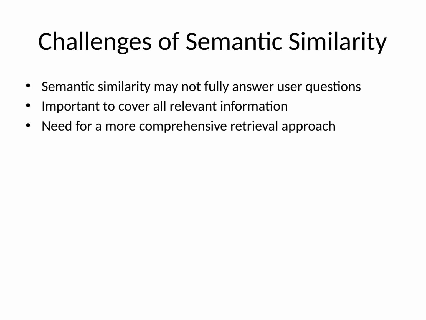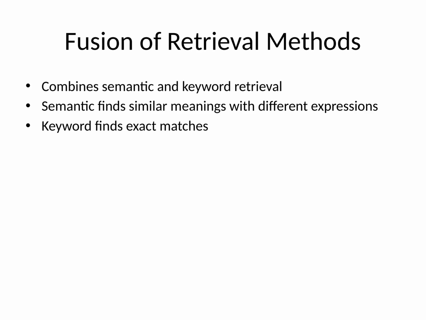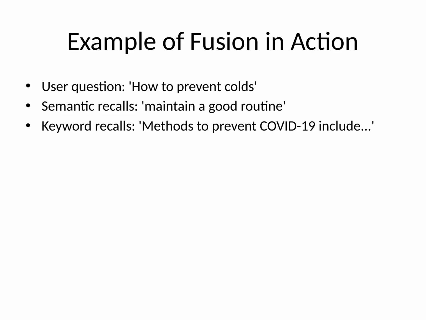Semantic similarity alone might not ensure that the retrieved content accurately answers the user's question while covering all relevant information. This highlights the need for a more comprehensive retrieval approach. To address this issue, we can design a system based on the fusion of semantic retrieval and keyword retrieval. Semantic retrieval finds content with similar meanings but different expressions, while keyword retrieval finds exact matches.